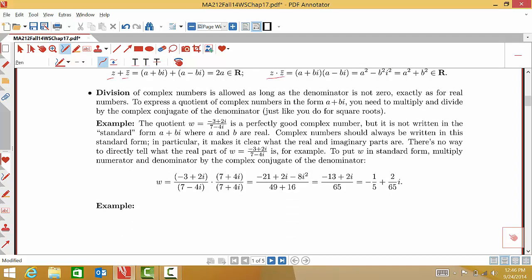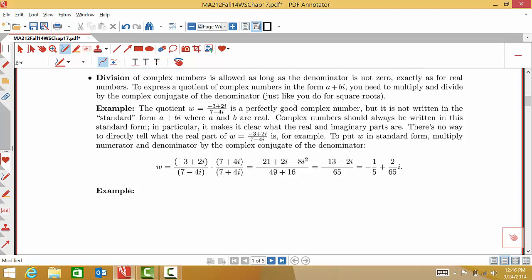So division, we've done a couple examples of division in class also. Again, the trick here, so this is a perfectly good number, negative 3 plus 2i over 7 minus 4i. It's just not in the standard form for a complex number, so the thing we do is multiply by the conjugate. So for example, if I want to take 1 plus i over 2 minus 3i, what I'll do is multiply everything by the conjugate of 2 minus 3i, which is 2 plus 3i, over 2 plus 3i.